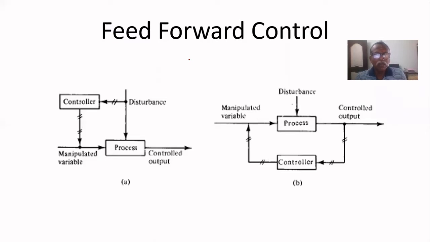Therefore, we have to design the feed-forward controller for disturbances that often occur. In other words, that give a large deviation. Because of the disturbance, if we get large deviations, then we must design a feed-forward controller. Second thing is, we cannot use a feed-forward controller alone. The reason we already know, because a feedback controller rejects all disturbances. On the other hand, this will reject only the disturbance for which it is designed.